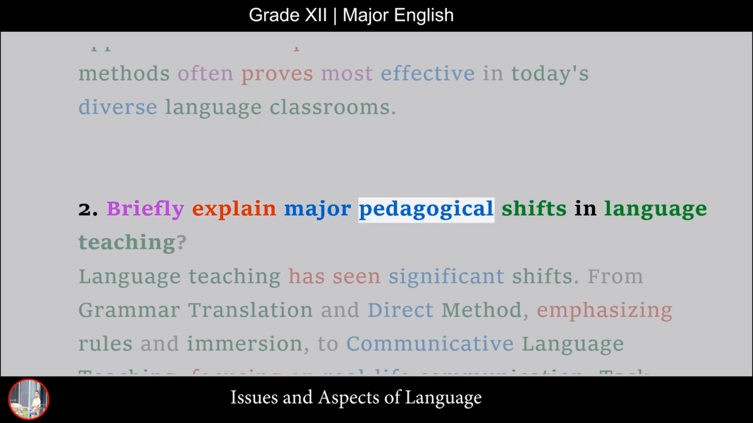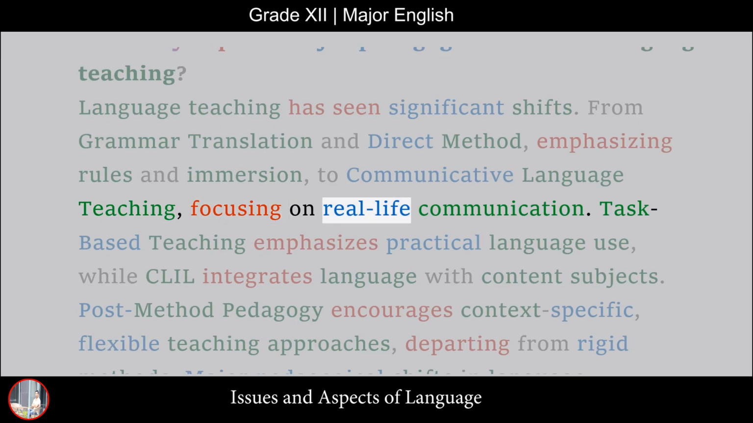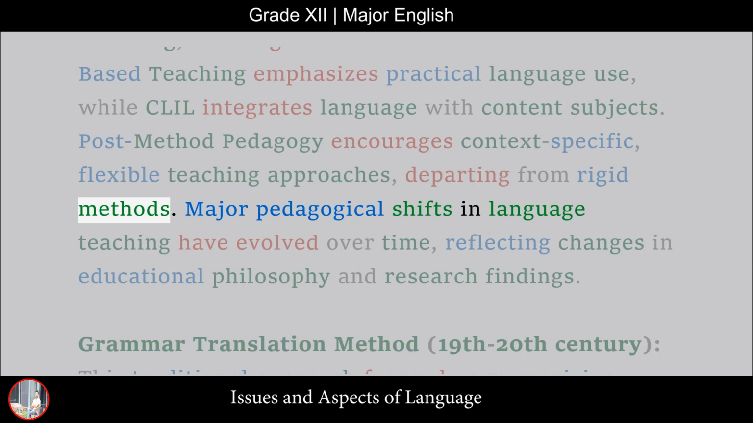2. Briefly explain major pedagogical shifts in language teaching. Language teaching has seen significant shifts. From grammar translation and direct method, emphasizing rules and immersion, to communicative language teaching, focusing on real-life communication. Task-based teaching emphasizes practical language use, while CLIL integrates language with content subjects. Post-method pedagogy encourages context-specific, flexible teaching approaches, departing from rigid methods. Major pedagogical shifts in language teaching have evolved over time, reflecting changes in educational philosophy and research findings.